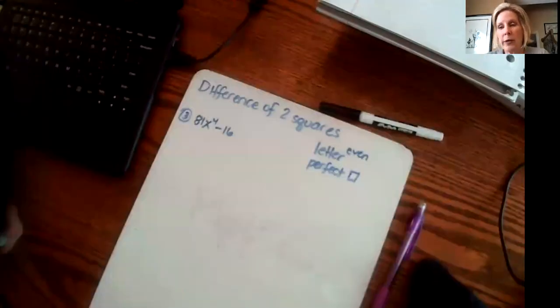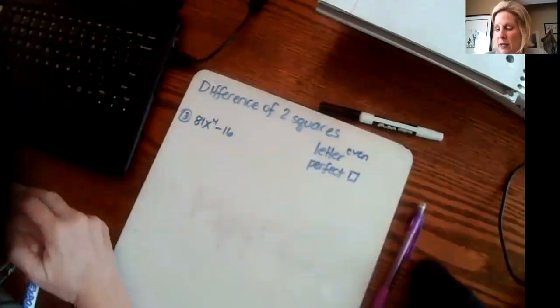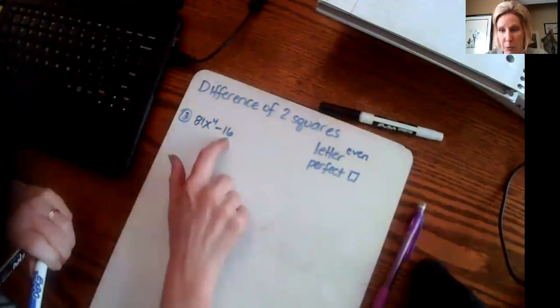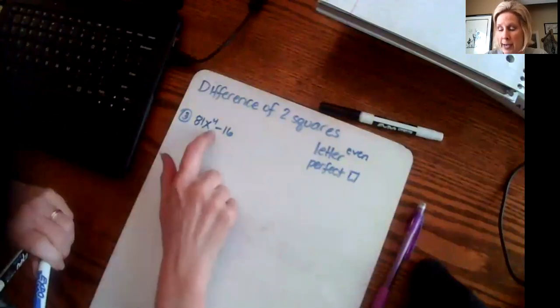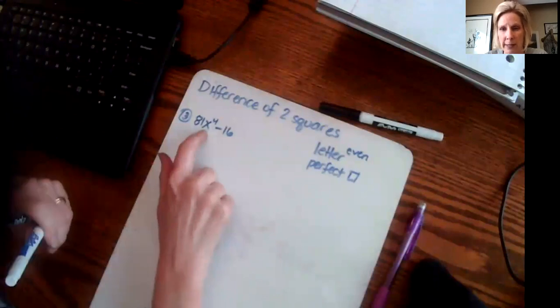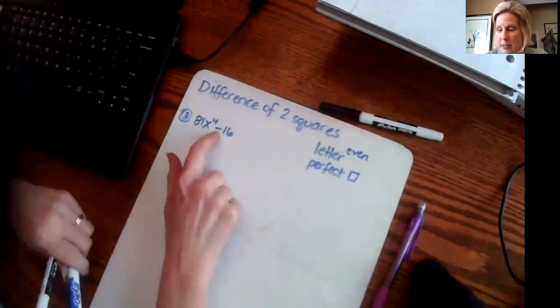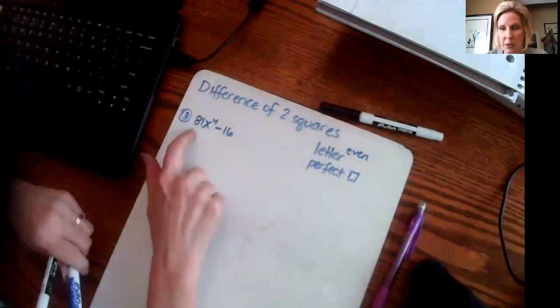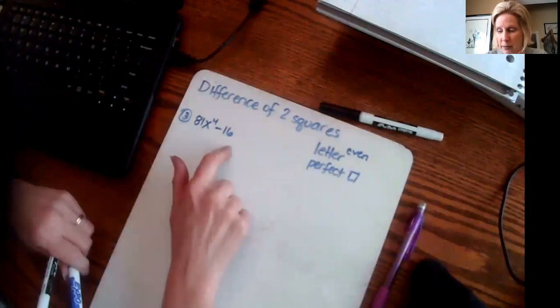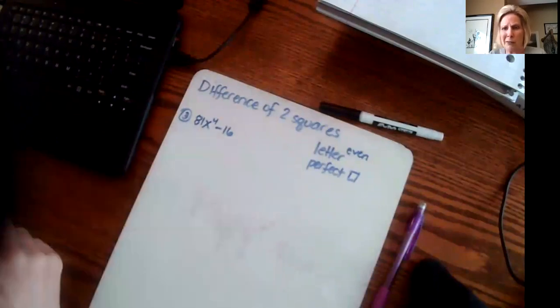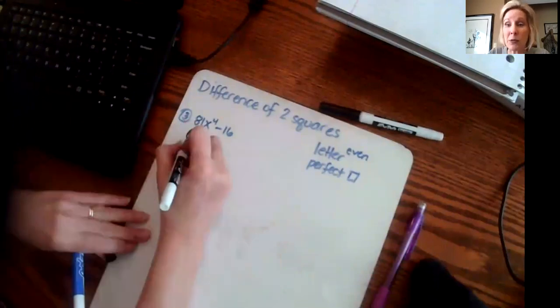Now we have 81x to the 4th minus 16. Again, 81 and 16 are both perfect squares that you know of. X to the 4th has an even exponent. That's a perfect square. This is a difference. There is no GCF. There's nothing that goes into both 81 and 16. So you just start it, and you might think this problem doesn't seem as hard while we're doing this because of what happens on the end.